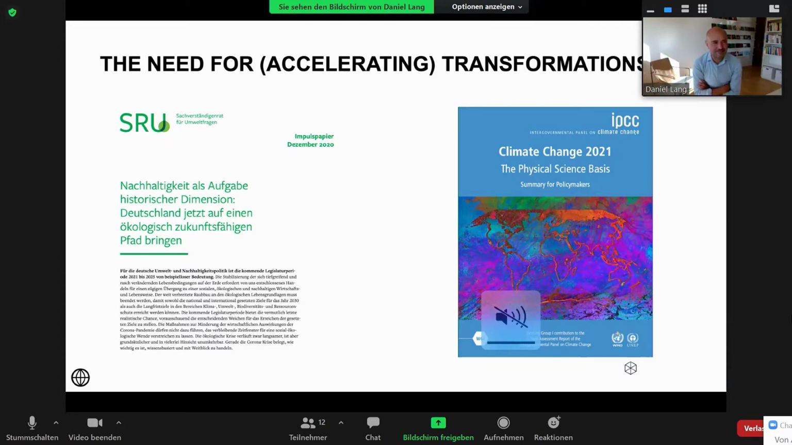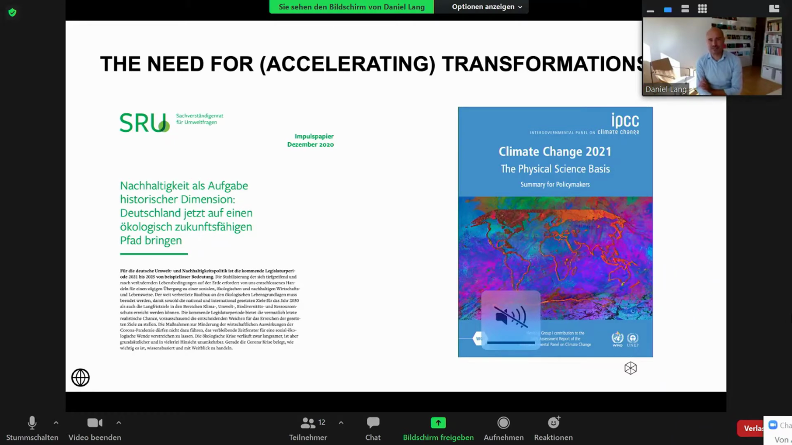The other one, unfortunately in German, is an Impulspapier, a discussion paper of the Sachverständigenrat für Umweltfragen. It's an expert panel that consults the German legislation, and many of you probably know that we have elections soon in Germany. They made very clear that the next legislative period, the 4 years that will come after this election in 2021, is a decisive period if we want to get the regulations in place that help us cope with these tremendous challenges like climate change, biodiversity loss, etc. So there is some urgency.